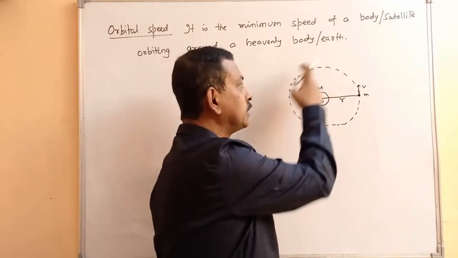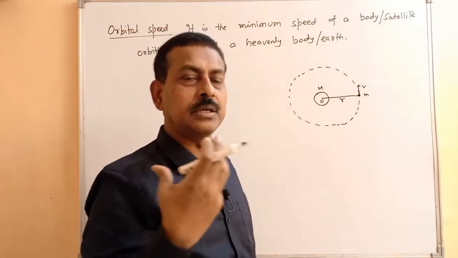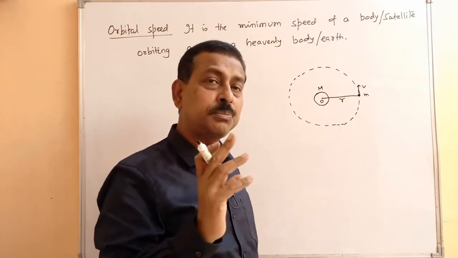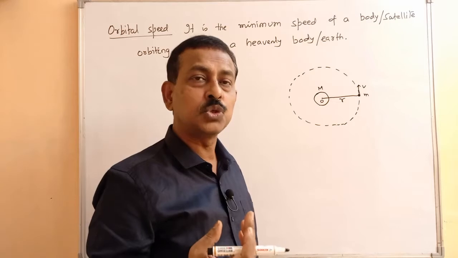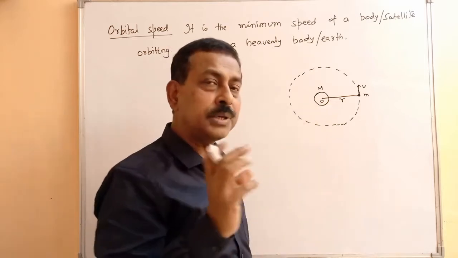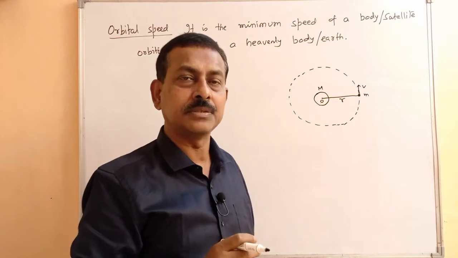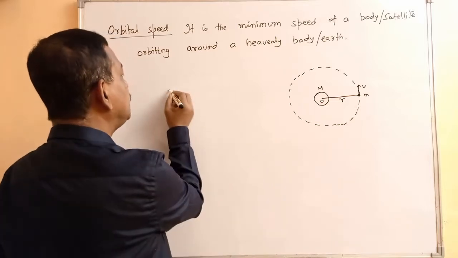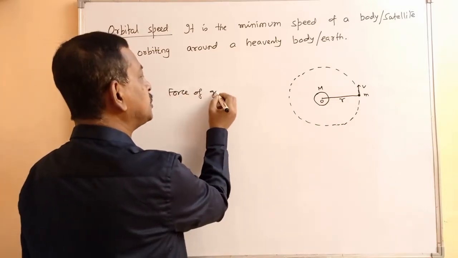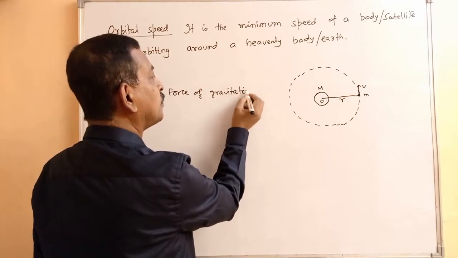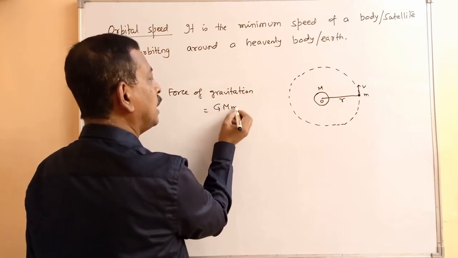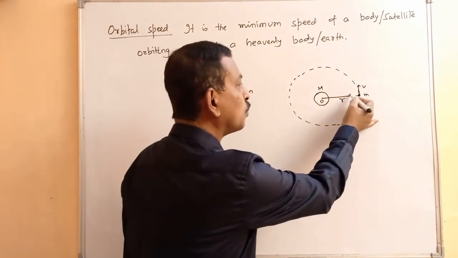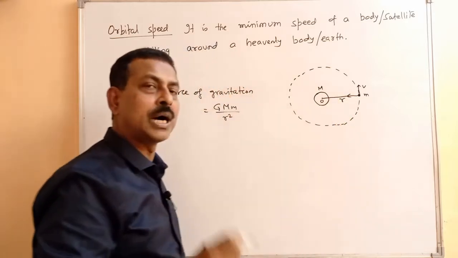If it is orbiting around it, definitely it will be moving in a circular path, and here the centripetal force required for its motion around the heavenly body will be given by the gravitational force of attraction. So if I assume the force of gravitation, that will be equal to GMm by r square. That is the force which will be acting on the body of mass m.